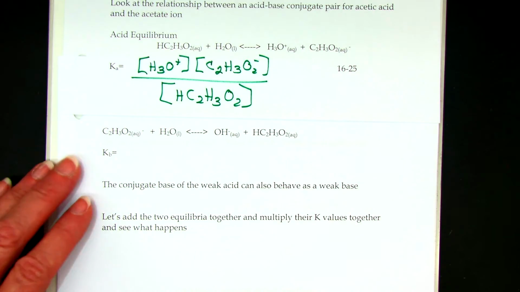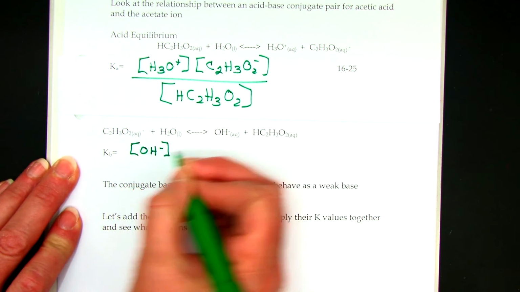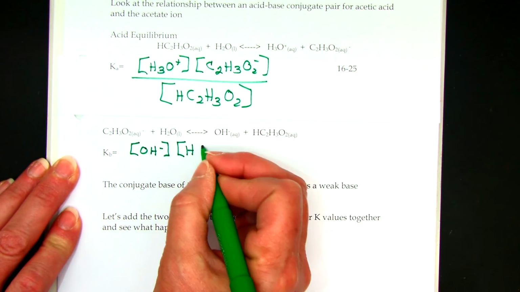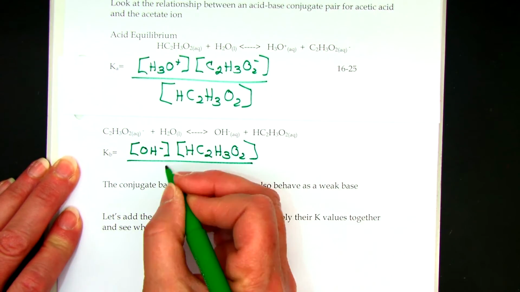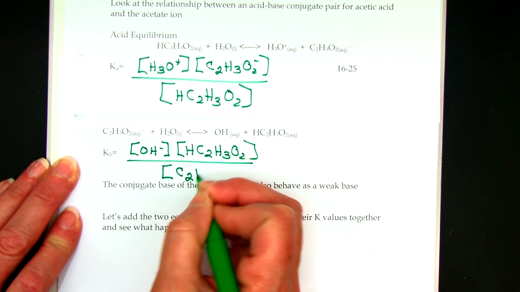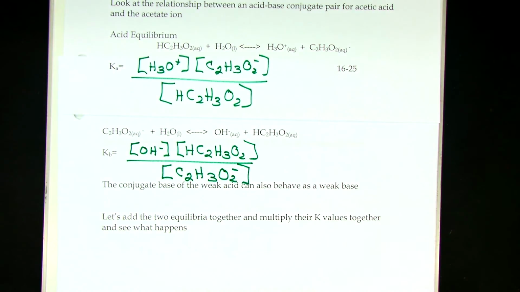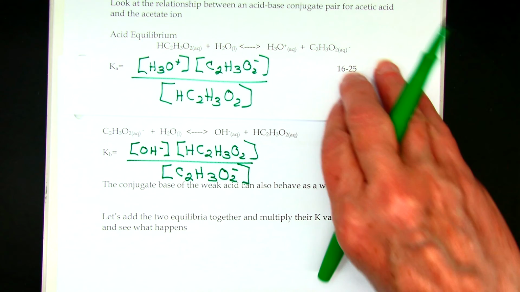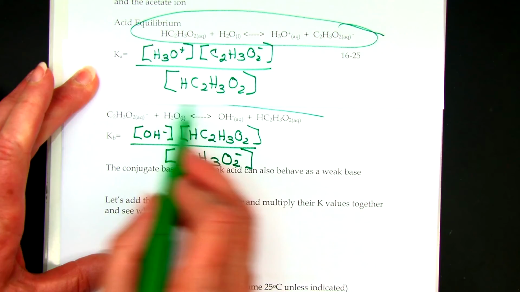And we can write a Kb for this. That's equal to the hydroxide concentration times the acetic acid concentration divided by the acetate. Remember, we leave water out because it's a pure liquid. So we don't put it in our equilibrium expression. So we can see how that conjugate base can behave as a base. Now, let's take these two equilibria and add them together, just for kicks.